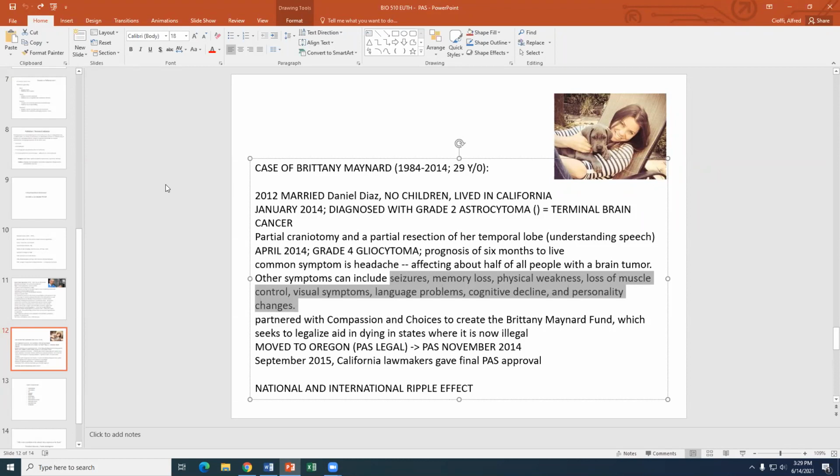And so it was all set up beforehand, and the day after she became an Oregon resident, she got the lethal dosage prescription, and that night, the two of them went to bed, and she took the dosage, and she died overnight. All right?